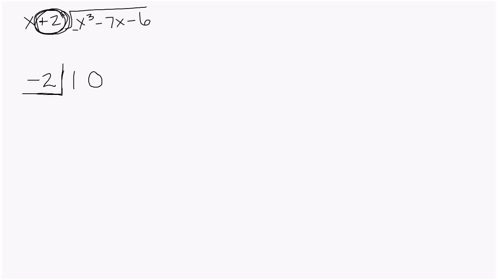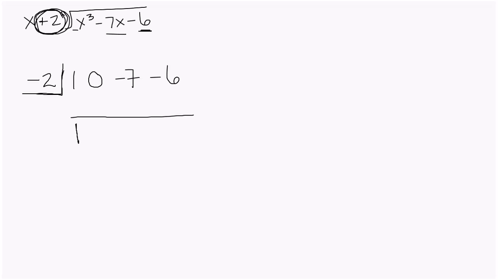So in this case, we have x to the power of 3. We don't have x to the power of 2, so we put 0 in as the place holder. X to the power of 1 is this one, which is negative 7. And x to the power of 0 is this negative 6. So once we have all the coefficients down, what we're going to do is draw a line here, and then we're going to drop this 1 down. This first number, we're just going to repeat it below.